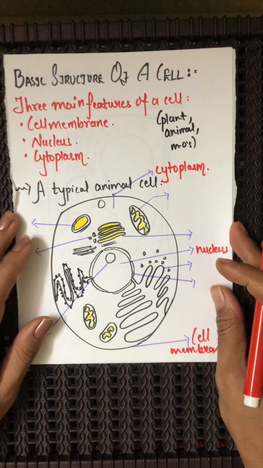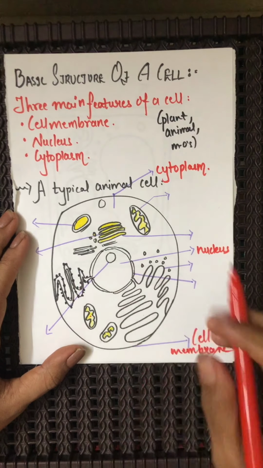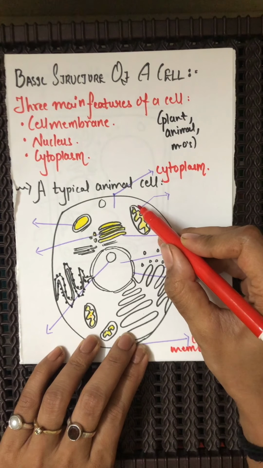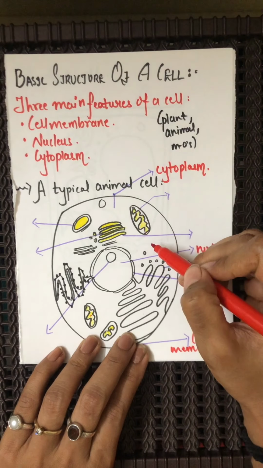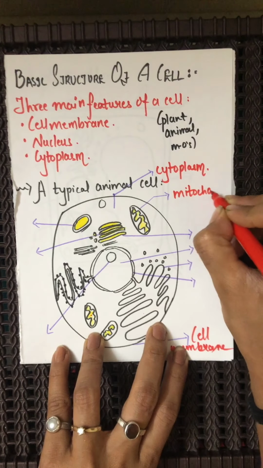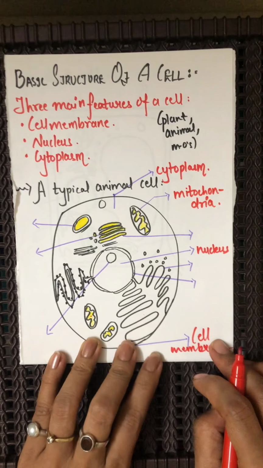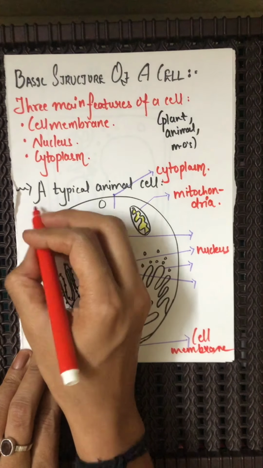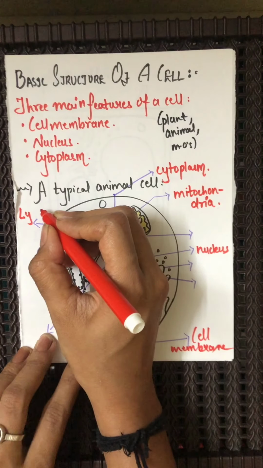That is, the division of labor is possible because of the various cell organelles that you can see in the diagram. So over here the very first one which you can see, double membrane, that is an inner and outer membrane and the folded inner membrane, that is nothing but mitochondria. The next one that you can see over here is nothing but lysosome.